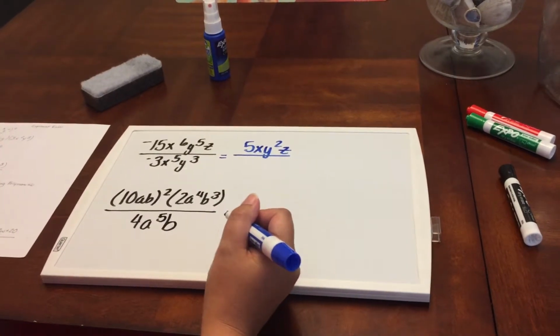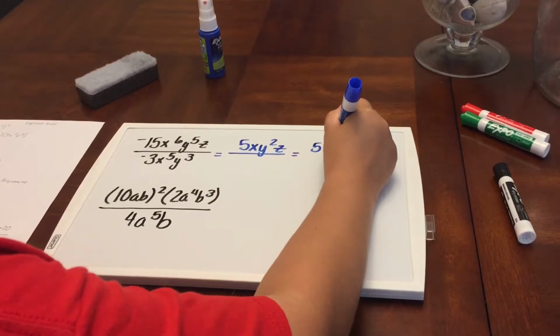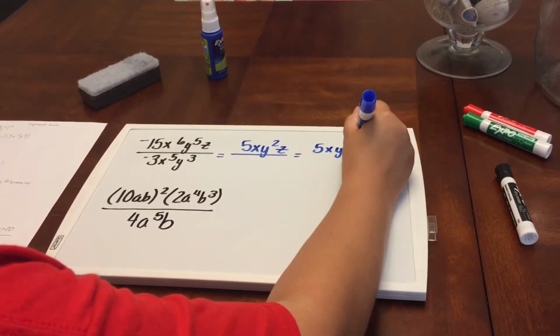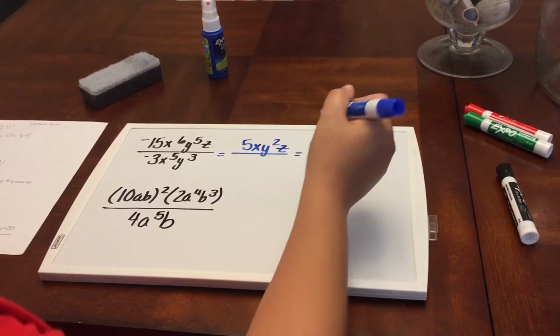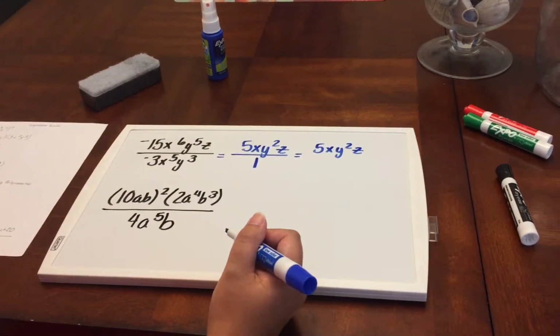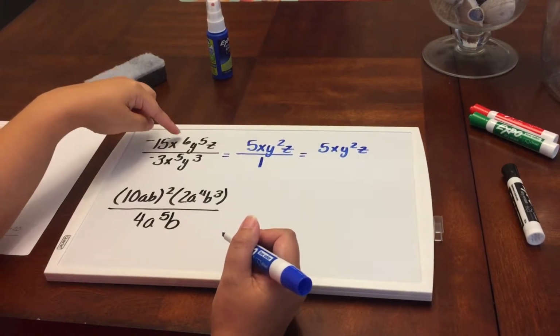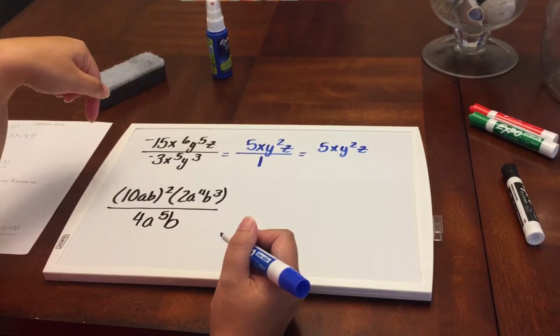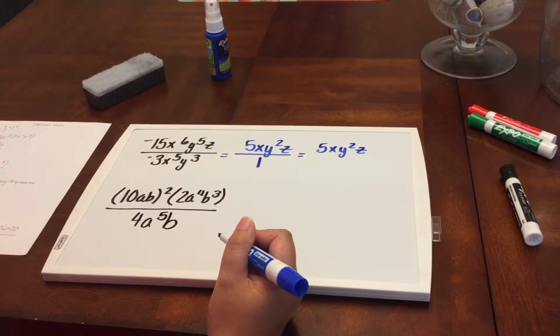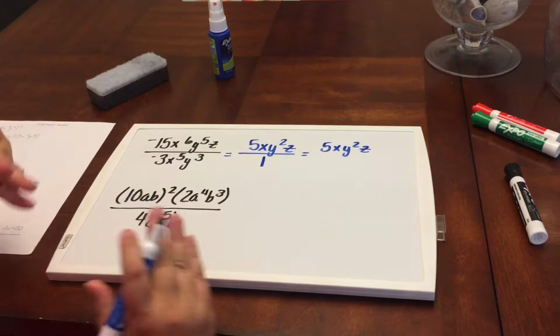So really, I no longer have a fraction. All I have is 5x y squared z. If you want to put it under 1, you can, or you can write it like that. Remember, when you divide exponents, you subtract, but you always put it wherever the highest exponent is, whether that's the numerator or the denominator. If you look at this next problem, this kind of combines everything.